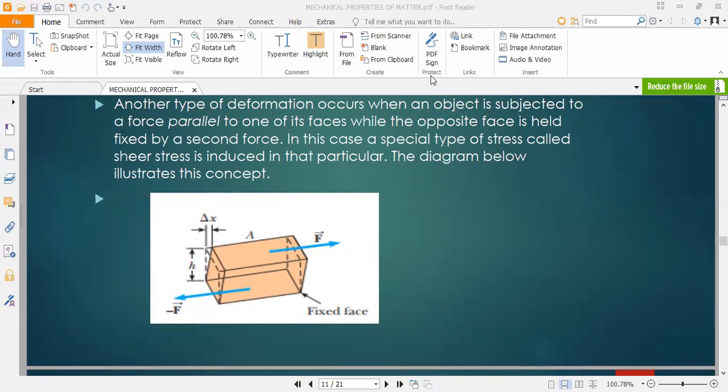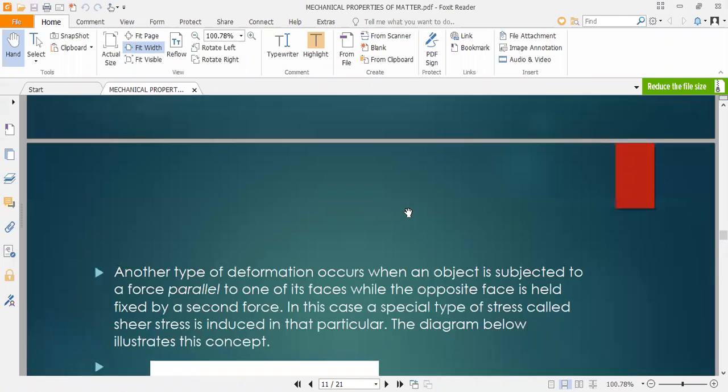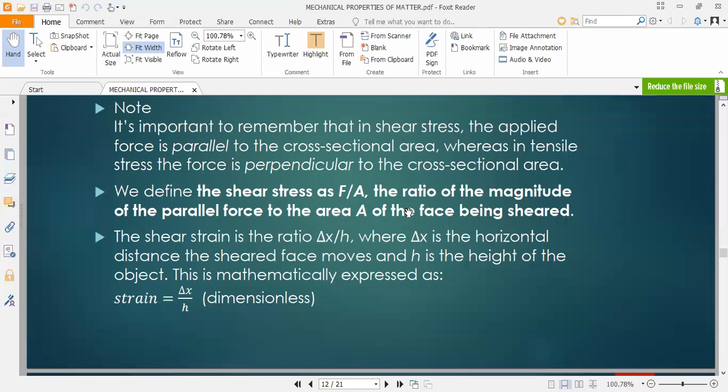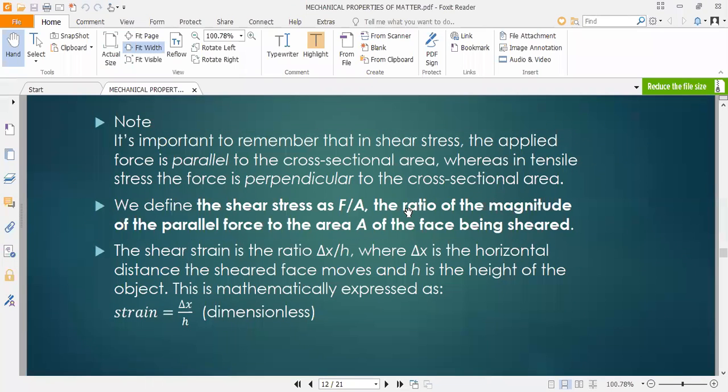So yeah, like I was saying, we have explained what elasticity of shape is all about. So one of the important things to remember is that in shearing stress, the applied force, as we have said, is parallel to the cross-section area, all right? Whereas in tensile stress, we looked at that the force was perpendicular, making 90 degrees with the cross-section area.